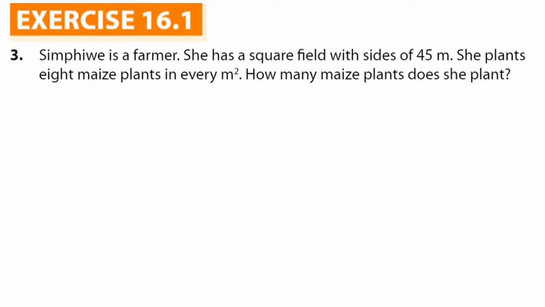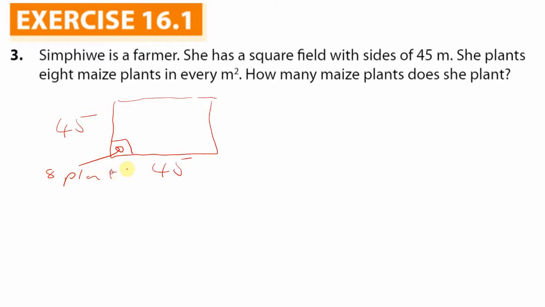So with all this theory and terminology behind our backs, let's focus on a few problems of exercise 16.1. So firstly, we are going to do number 3. Simpiwe is a farmer. She has a square field with sides of 45 meters. She plants 8 maize plants in every square meter. So we can quickly do a rough drawing. So it's 45 meters each side. So in every square meter we have 8 plants. How many maize plants does she plant?